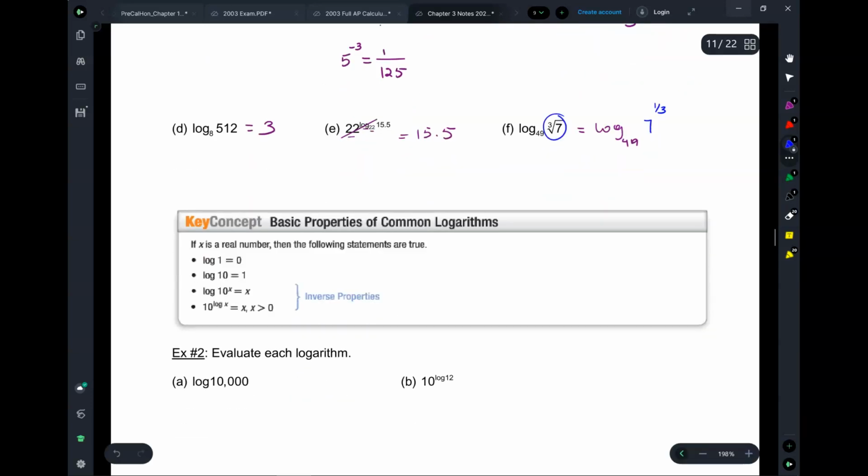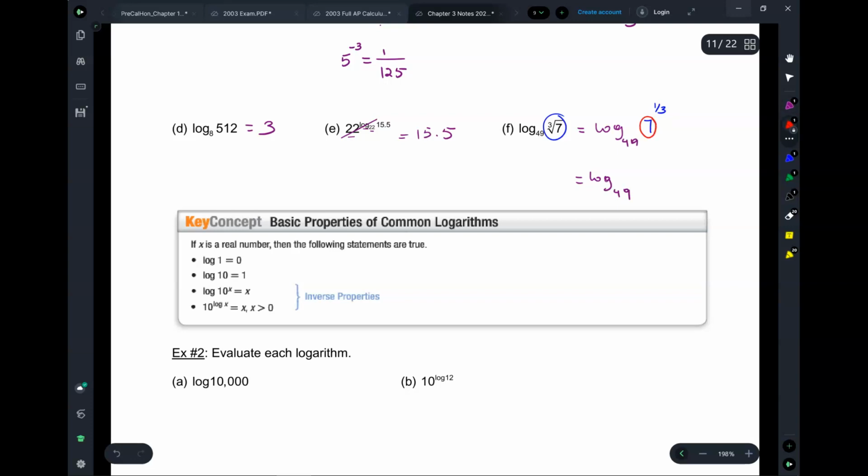Now we have a little bit of a problem. The problem is this base and this base are not the same. So I need to make those the same base. But man, 7 and 49 are so close, right? Like they're connected, yeah? So let's see what we can do here. This is log base 49.